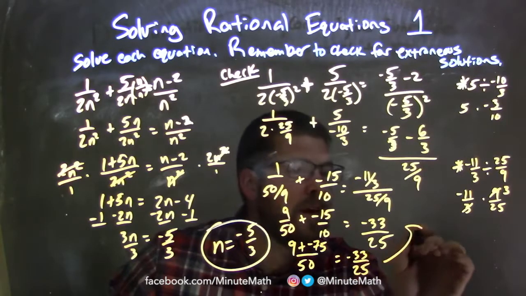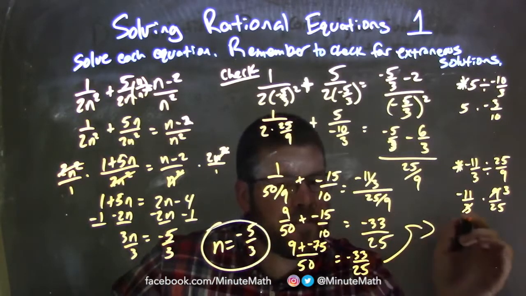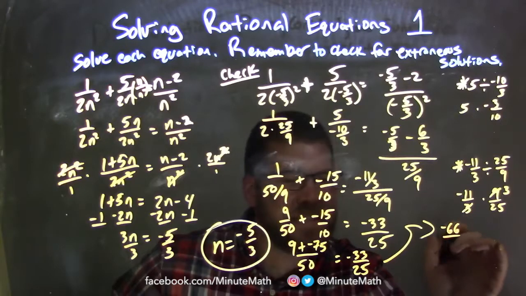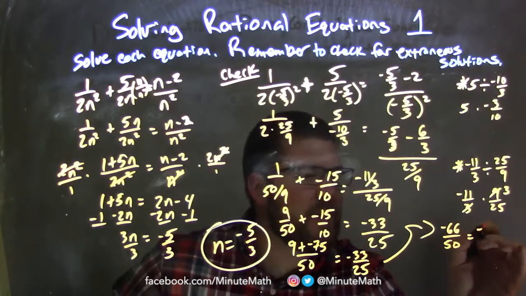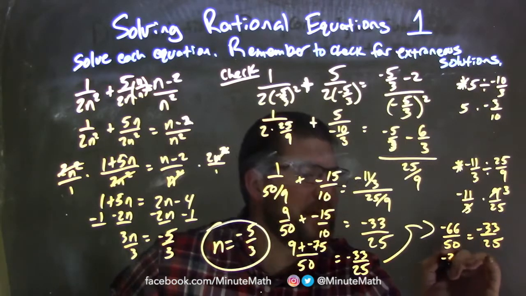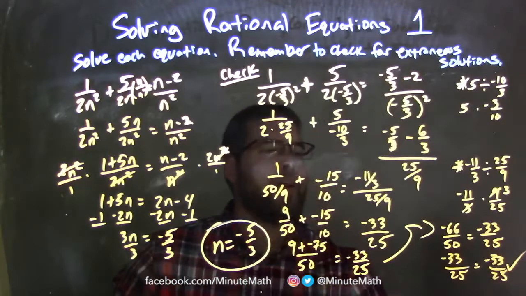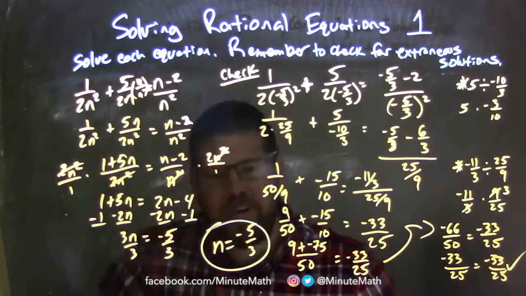Okay, I'm going to rewrite that right here because I really have no room now. 9 plus a negative 75 is a negative 66. Hopefully we can see this now, over 50 is equal to negative 33 over 25. Negative 66 divided by 50, we can divide both by 2, give me negative 33 over 25, and that equals negative 33 over 25. Check, left and right are equal, we're good. Negative 5 thirds is our true final answer.